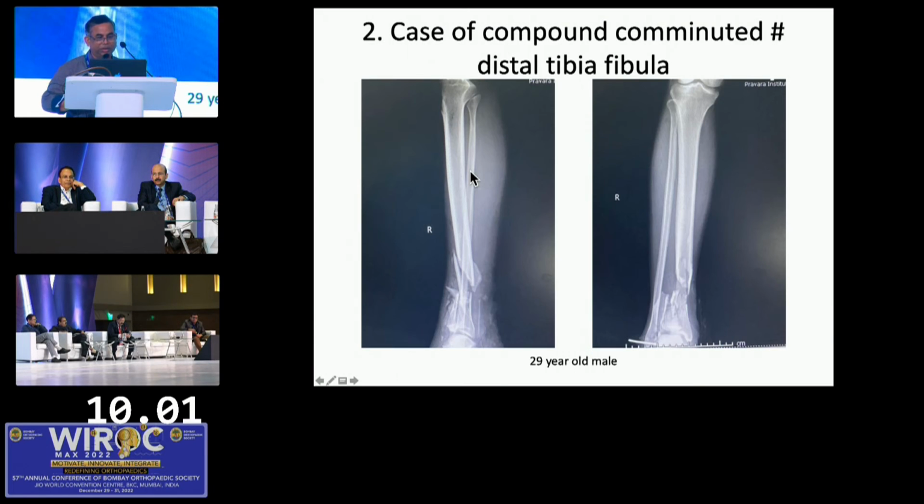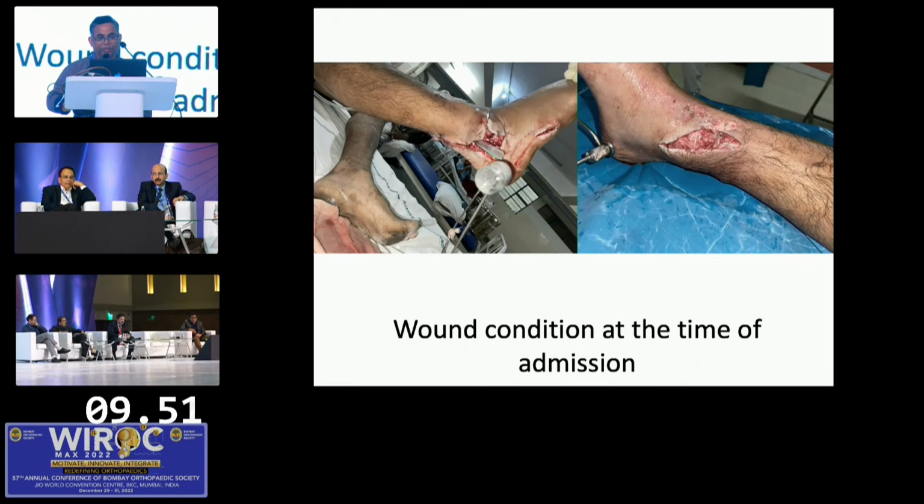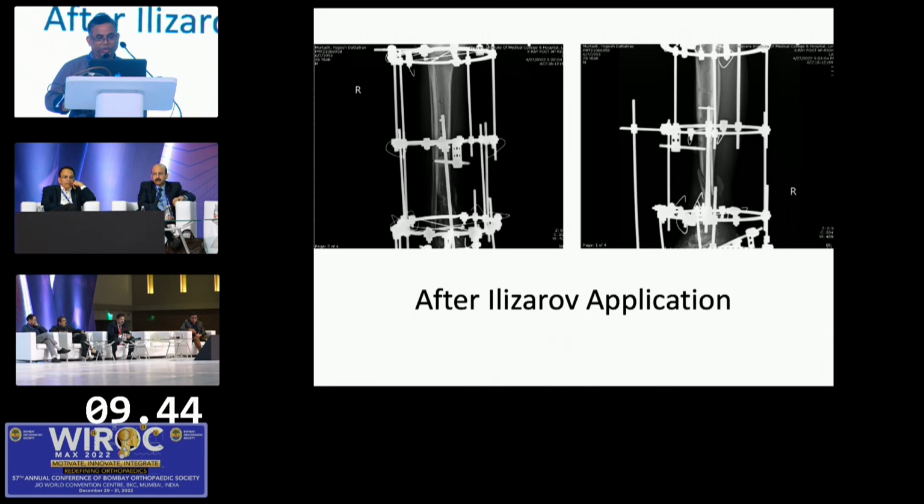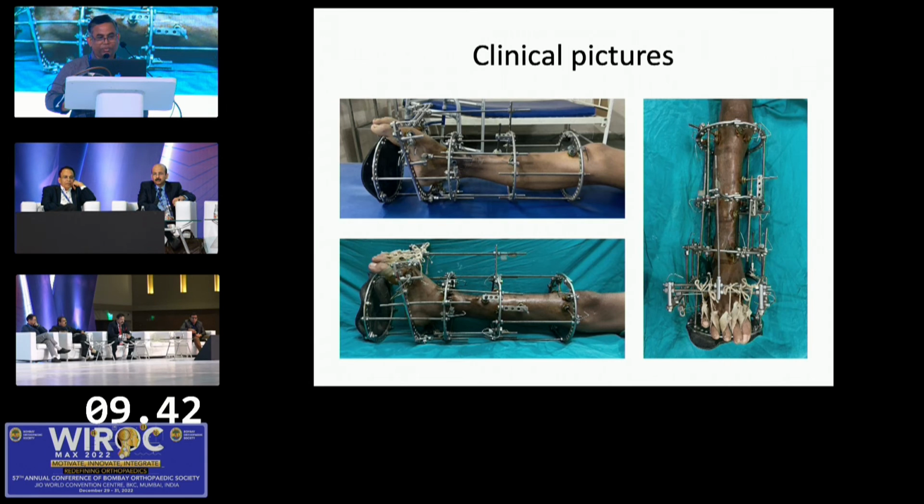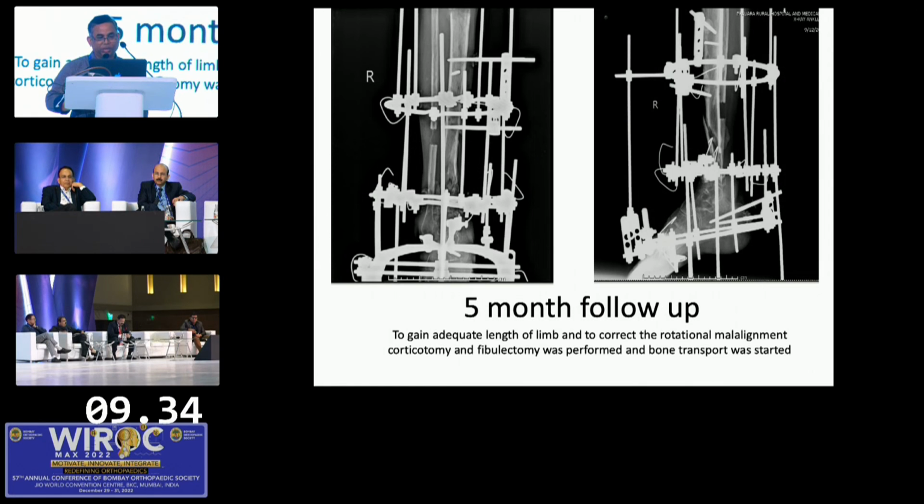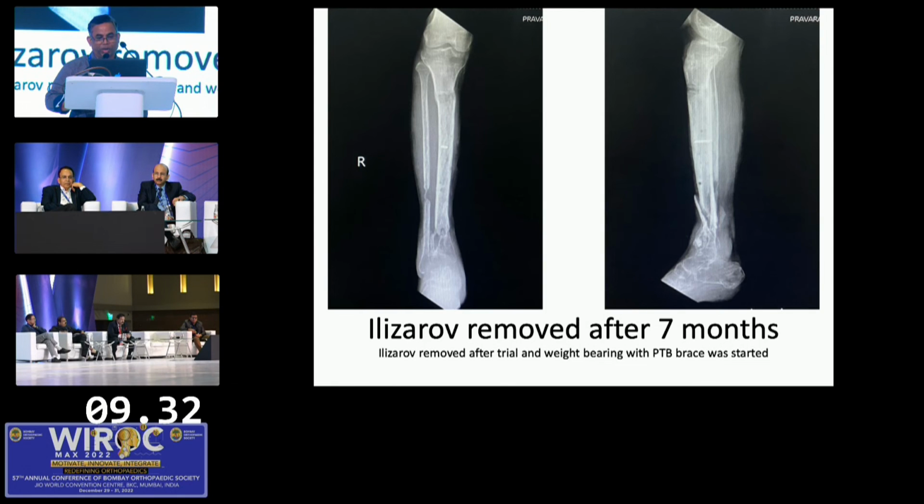Okay, so the next case is a 29-year-old male who comes to me with a comminuted fracture of the distal end of the tibia. This was the patient on presentation. A temporary external fixator was applied initially, which was then converted into an Ilizarov. These are the clinical pictures. The patient is walking. After this is the follow-up after 2 months, 5 months, and on removal. Again we are protecting this patient for another maybe 2 months with a brace.